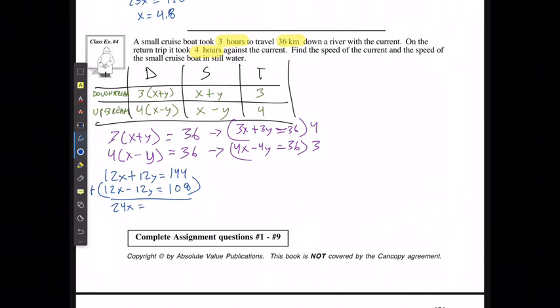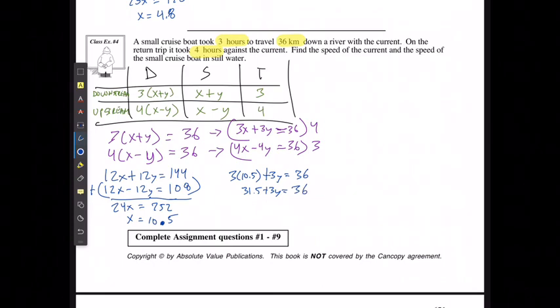And I'm going to say that 24x is going to equal 252, or x is going to equal 10.5. If x equals 10.5, then 3 times 10.5 plus 3 times y is going to equal 36, or 31.5 plus 3y is going to equal 36. When I subtract that from both sides, 3y is going to equal 4.5, or y in this case is going to equal 1.5.